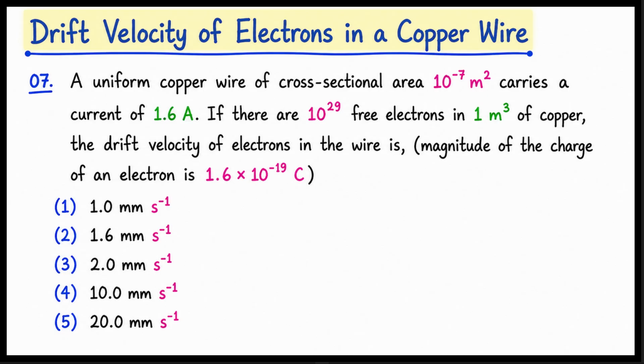Question 7 is a drift velocity calculation, pure formula recall. Here's the setup. A uniform copper wire of cross-sectional area 10⁻⁷ square meters carries a current of 1.6 amps. The free electron density of copper is 10²⁹ per cubic meter, and the electron charge is 1.6 times 10⁻¹⁹ coulombs. The question asks, what is the drift velocity of the electrons?